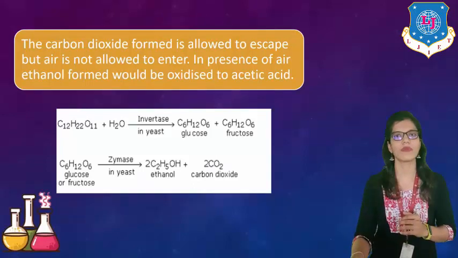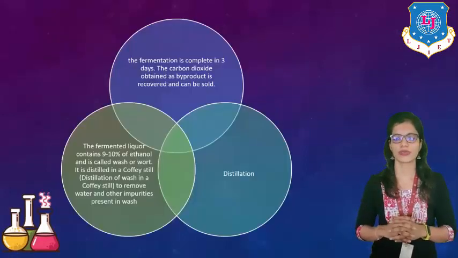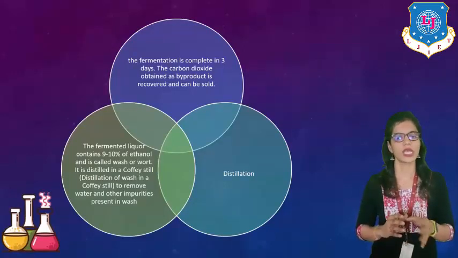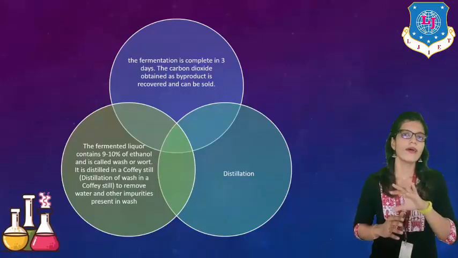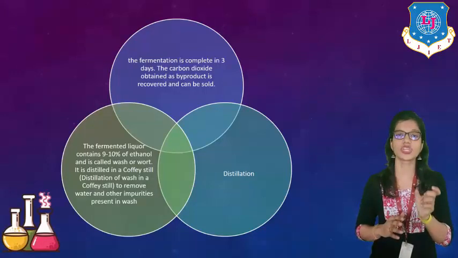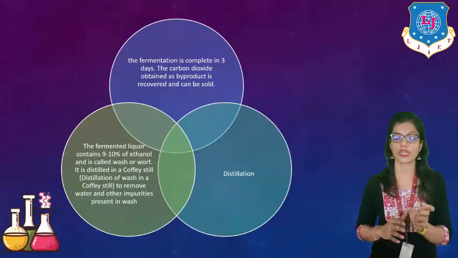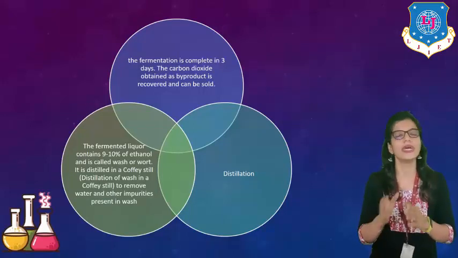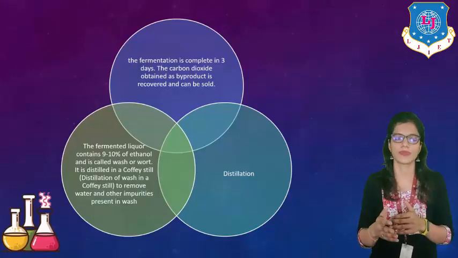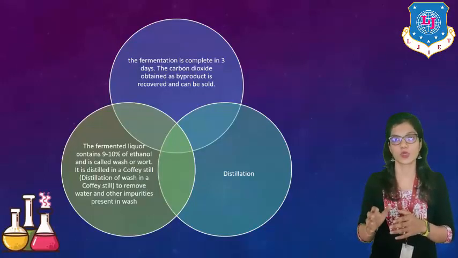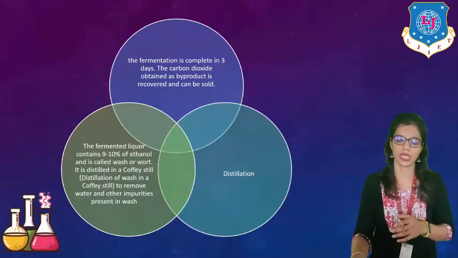Now the next step will be the distillation process. Such fermentation is generally completed within 3 days. The carbon dioxide obtained as a byproduct is recovered and can be sold. The fermented liquor, which contains about 9 to 10% of ethanol, is called wash. It is distilled in a coffey still, which is distillation of wash in a coffey still, to remove the water and other impurities present in the wash. Just remove the impurities and sell them. This is only a 3 day process, and we can produce it within 3 days.